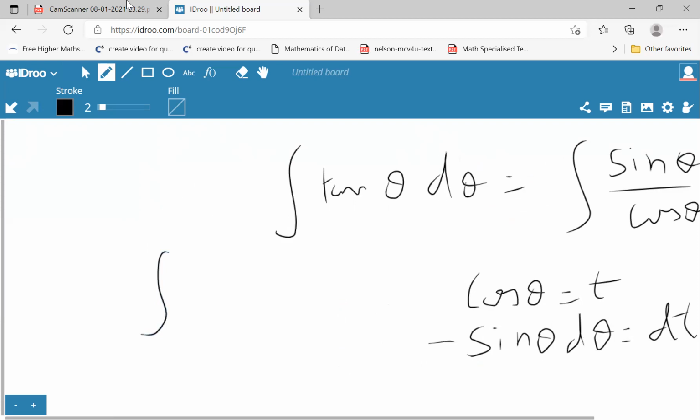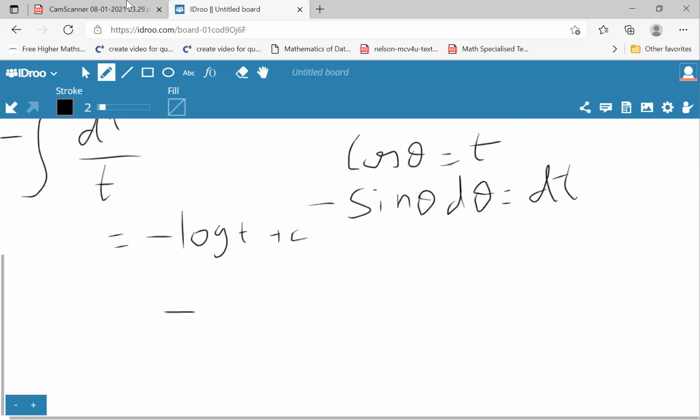So sine theta d theta, you can put it as minus dt. Let us take the negative symbol outside, integral of dt by t, which is nothing but minus log t plus c. All right. So that would give you minus of, substituting back for t, what did we take t as? Cos theta. So minus log of cos theta plus c.